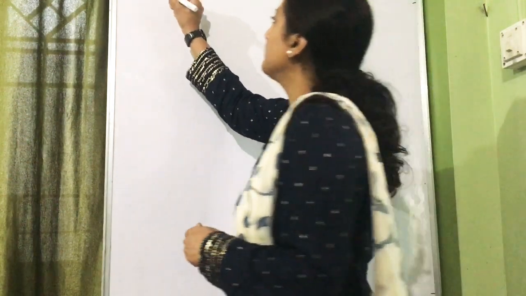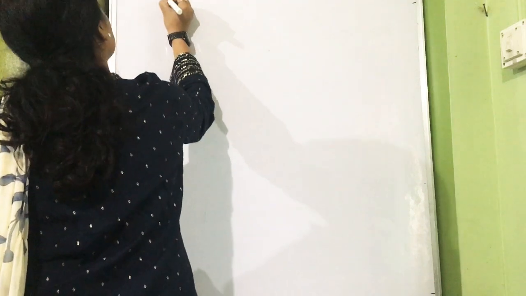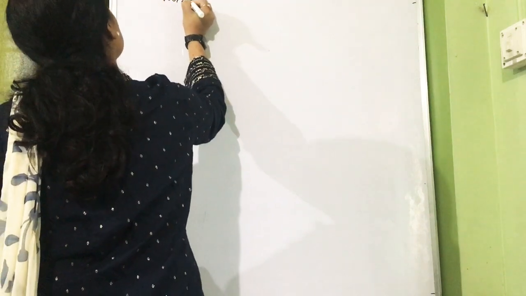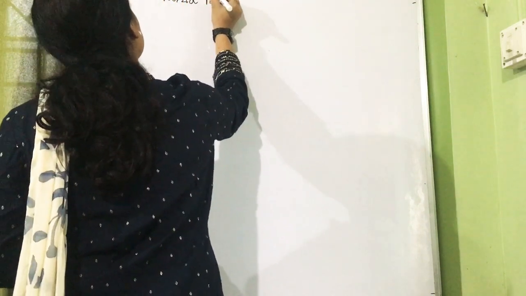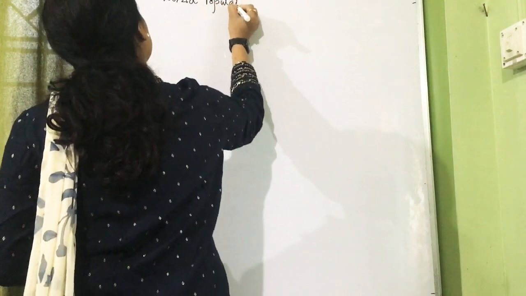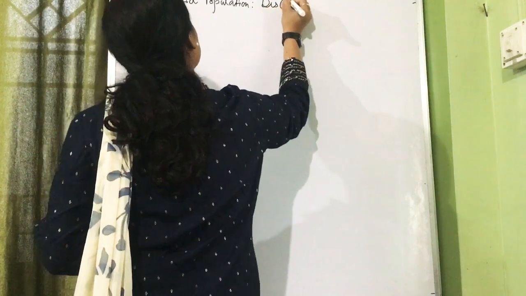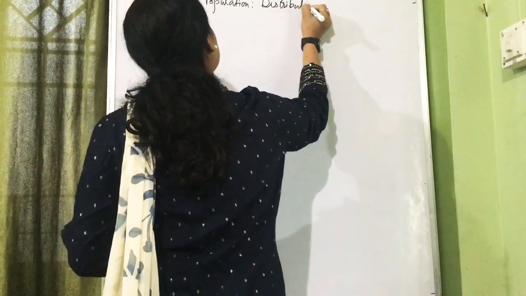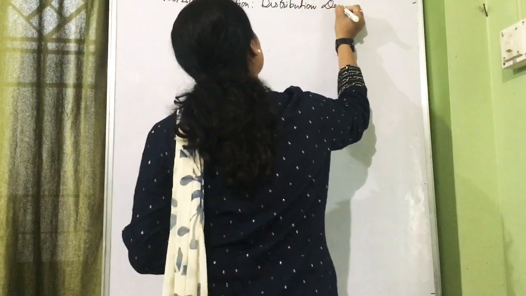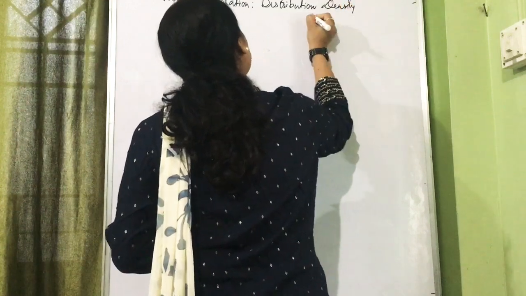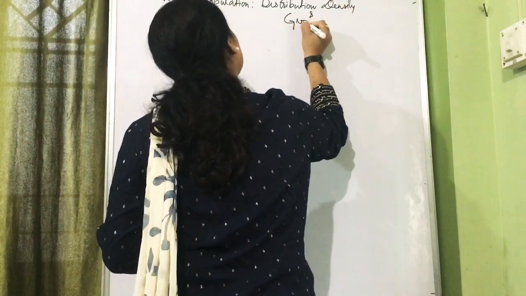We have already started a new chapter, that is world population: distribution, density, and growth. So, we'll continue with that chapter, that is world population, distribution, density, and growth.